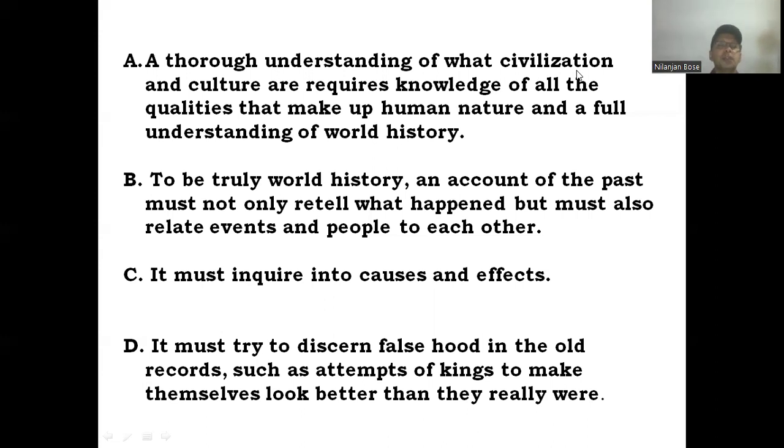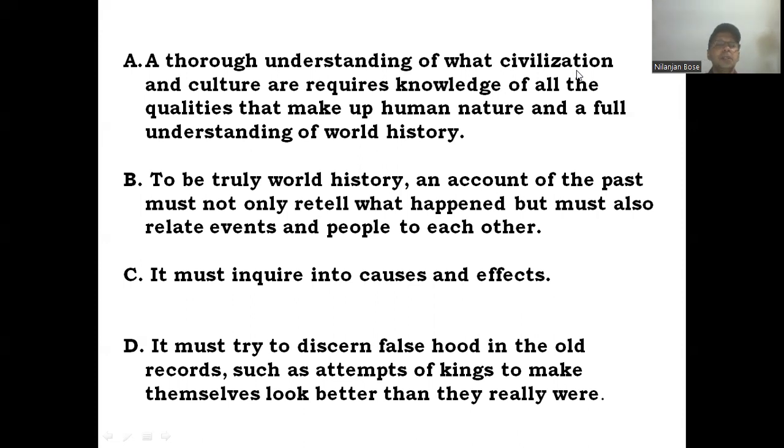A: A thorough understanding of what civilization and culture are requires knowledge of all the qualities that make up human nature and a full understanding of world history. This particular sentence is talking about the thorough understanding of what civilization and culture require. It is more or less talking about the requirement if you try to understand civilization and culture thoroughly. It is focusing on this particular thing, right?